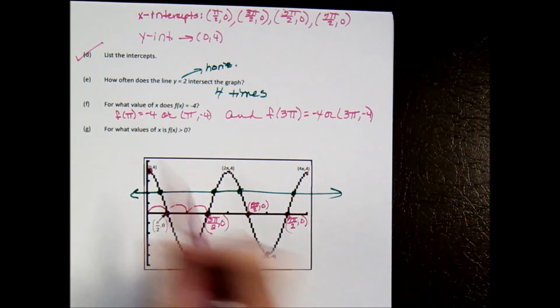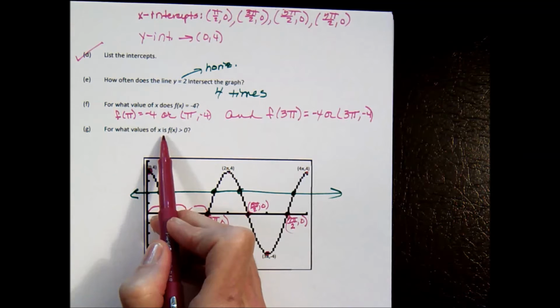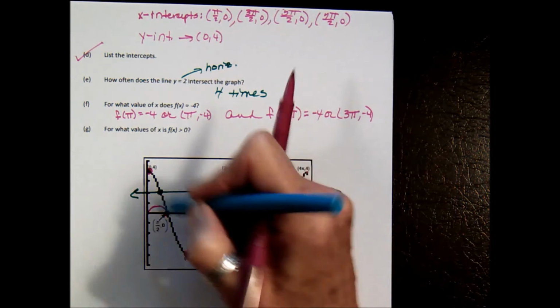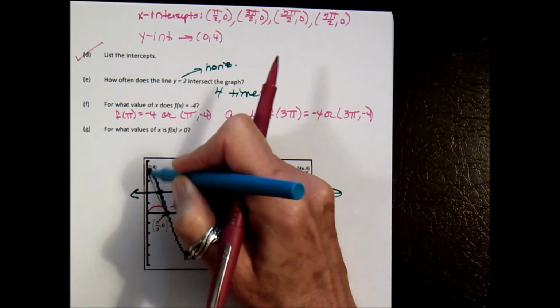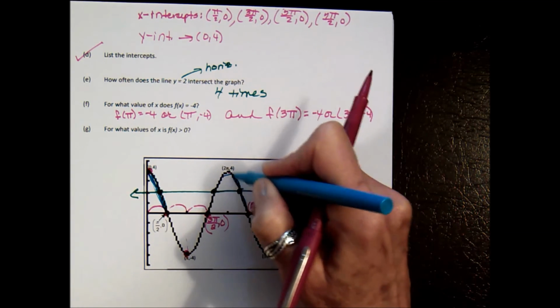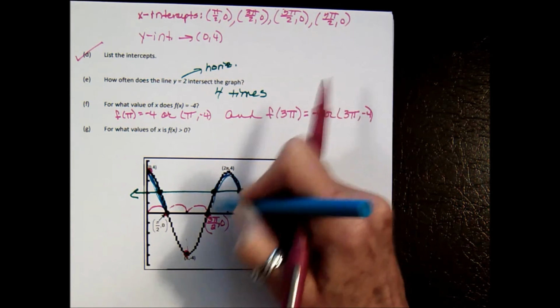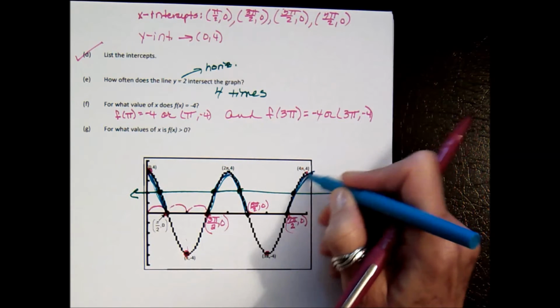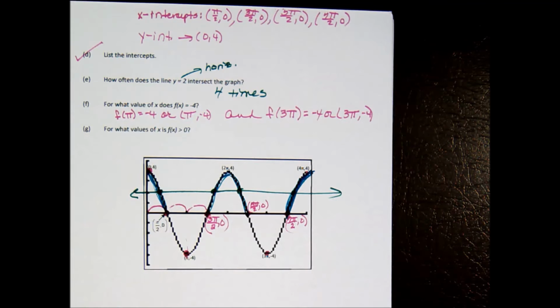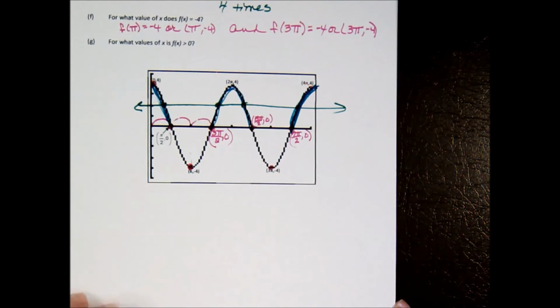Finally, for what values of x is f of x greater than 0? Let's use a different color here. All the places it's greater than 0. It's greater than 0 right in here. It's greater than 0 in here because it's above that line. And it's greater than 0 along here. Now, I was kind of sloppy with that, but I want you to be able to see it. So for what values is my function greater than 0?